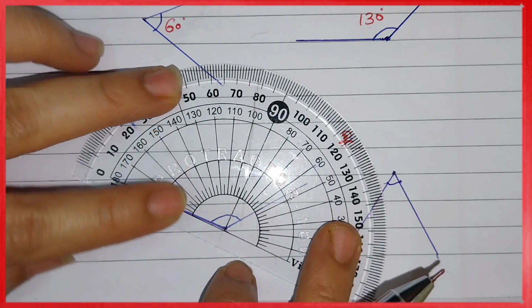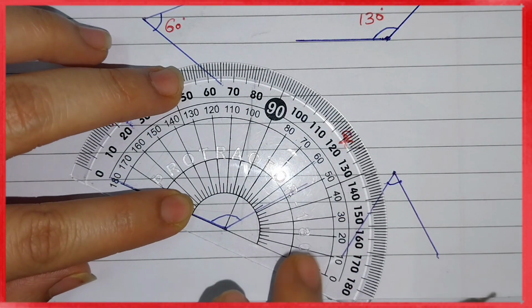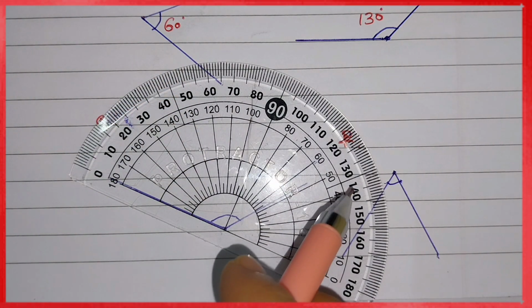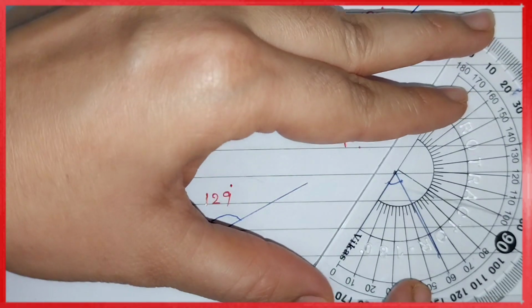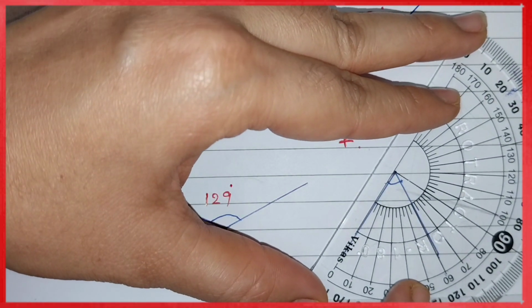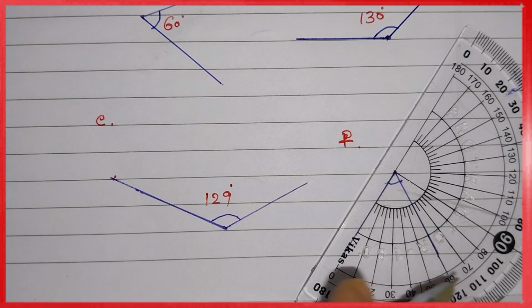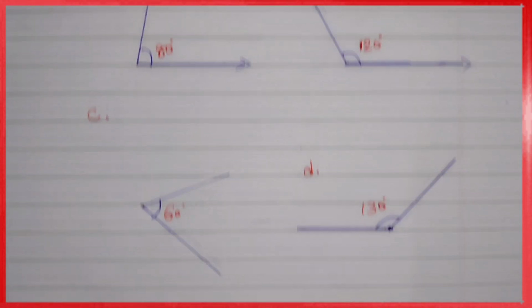This is the E picture. You have to place the protractor like this and check the angle. If you observe it clearly, and we are considering the outer scale, so we will get 129 degrees. The last picture, F, you have to place the protractor like this and measure the angle. So here we considered the inner scale and we got 60 degrees.